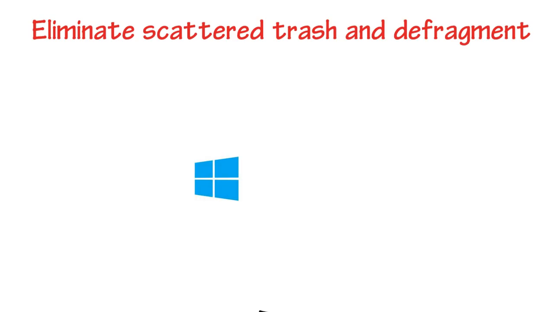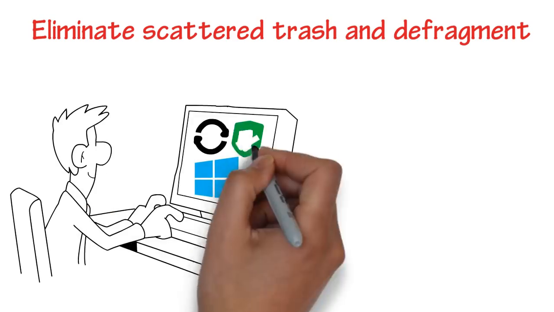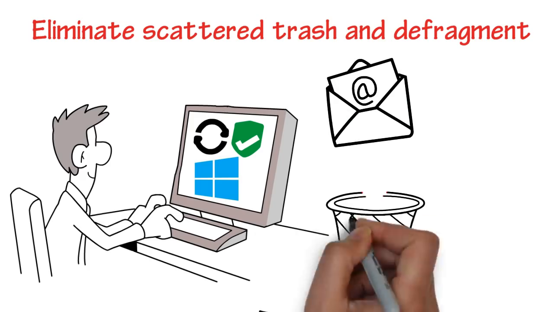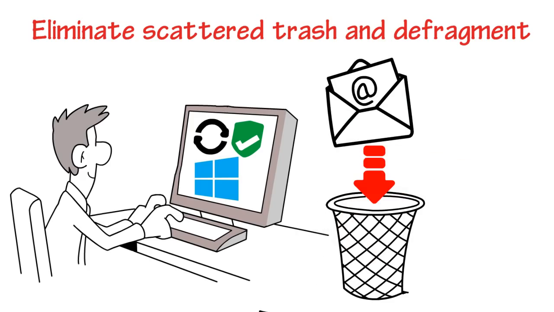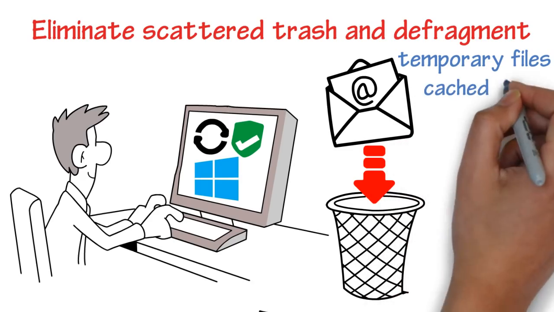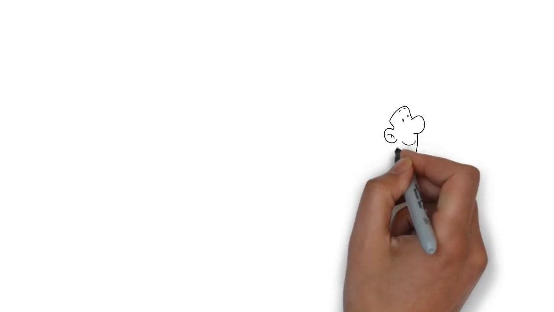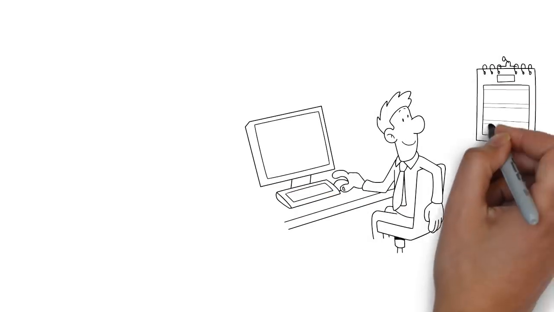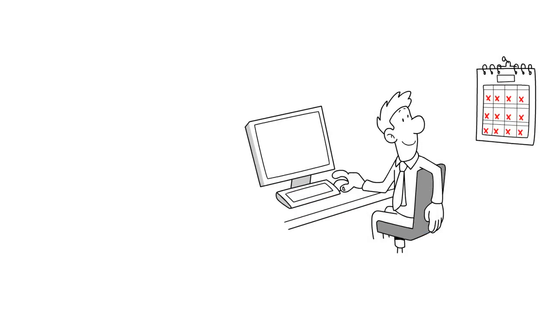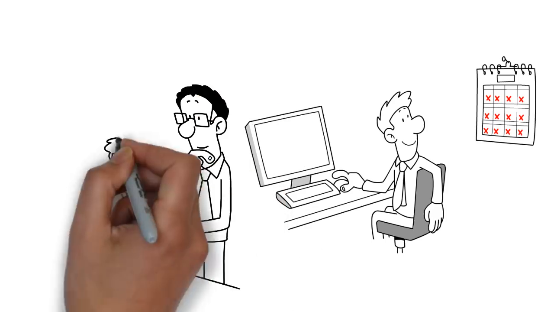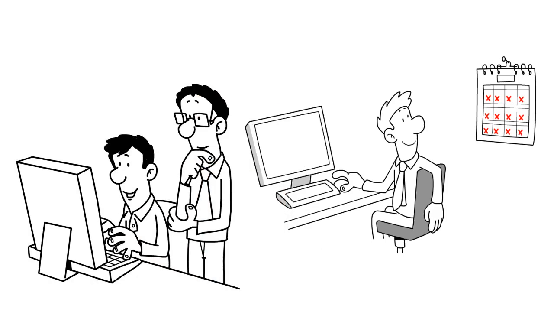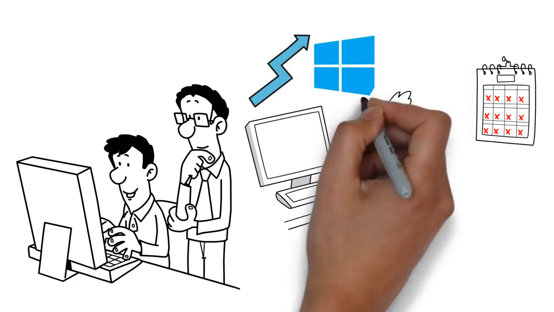Eliminate scattered trash and defragment. Luckily, Windows 10 has a built-in disk cleanup tool. Running this tool gives you the option to get rid of everything from temporary files to cached data to error logs and more, which might all be taking up space. There's also a trusty defragmentation tool, which can and should be scheduled to run monthly. Paying attention to these intangibles is a great way to speed up Windows 10.